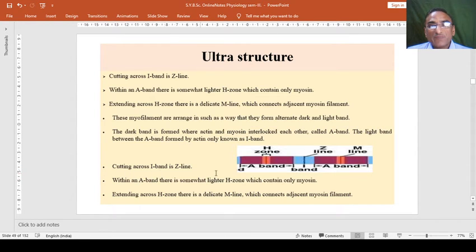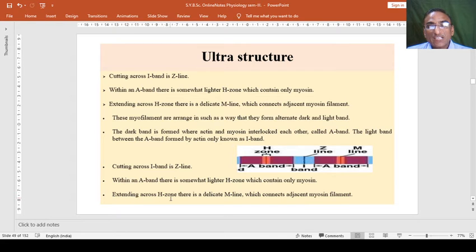Cutting across the I band is a Z line; this black one is the Z line. Within an A band, there is a somewhat lighter H zone which contains only myosin. In the I band there are only actin filaments, whereas in the H zone there are myosin filaments. Actin and myosin filaments are alternately present in the A band and I band.